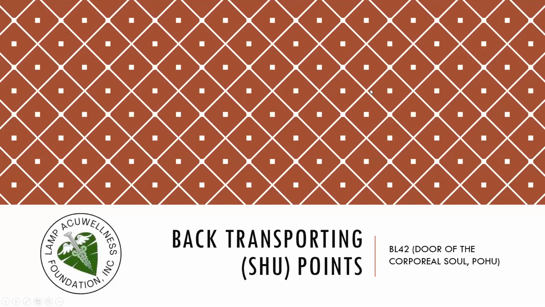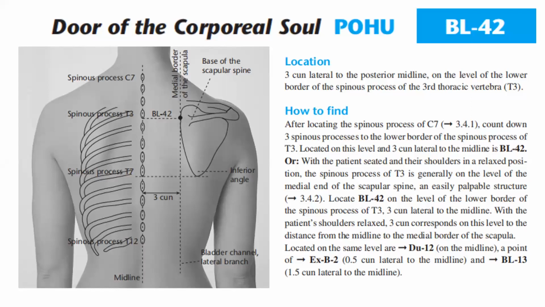We continue with the back transporting points, Bladder 42, Door of the Corporeal Soul. Location: 3 cun lateral to the posterior midline, on the level of the lower border of the spinous process of the 3rd thoracic vertebra, T3. How to find? After locating the spinous process of C7, count down 3 spinous processes to the lower border of the spinous process of T3. Located on this level and 3 cun lateral to the midline is Bladder 42.